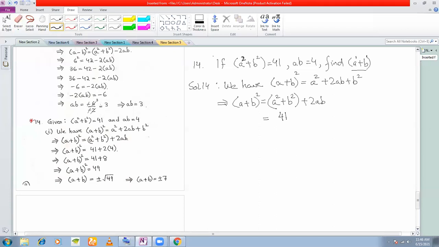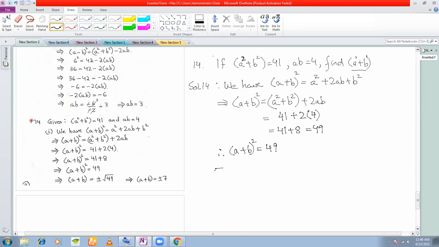Put the value, it is 41 plus, and the value of ab is also given. So you put ab is equal to 4. So what do you get? You get 41 plus 8, which is equal to 49. So what are you getting here? You're getting a plus b whole square is equal to 49.